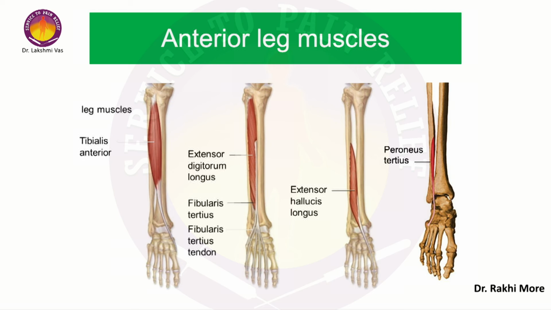So the tendons are also placed like that. From medial to lateral, if you go across the ankle, the tendons will be the tibialis anterior, then the extensor hallucis, then the extensor digitorum, and then the peroneus tertius. So these will be the tendons going from medial to lateral on the anterior aspect.